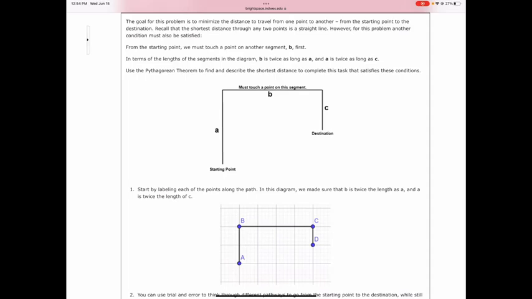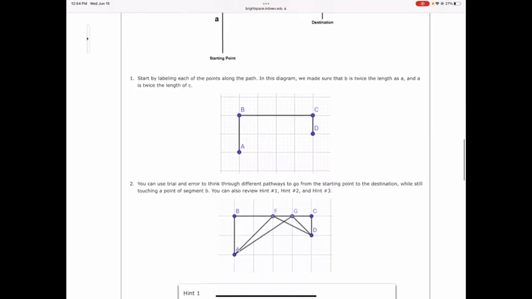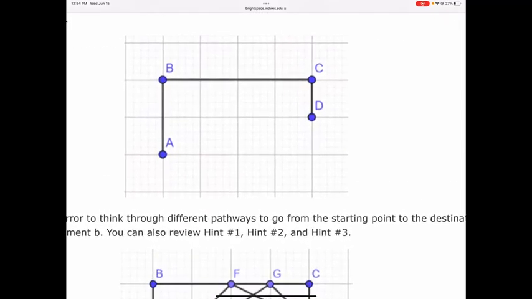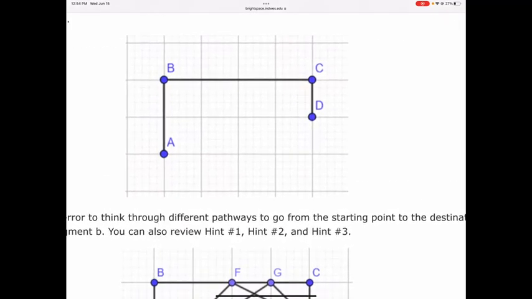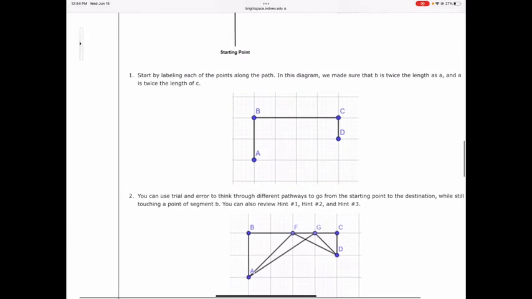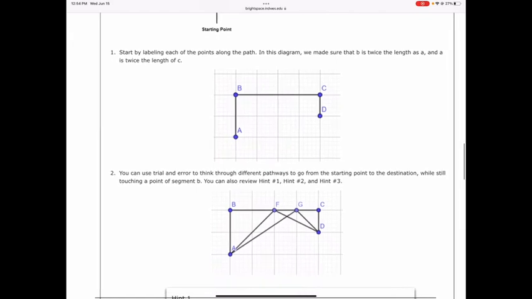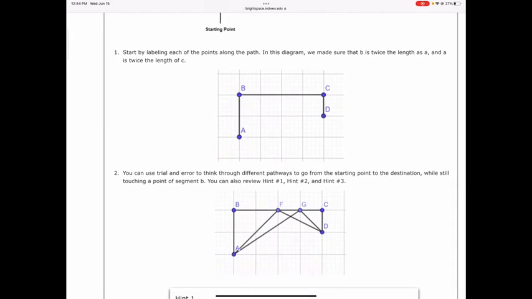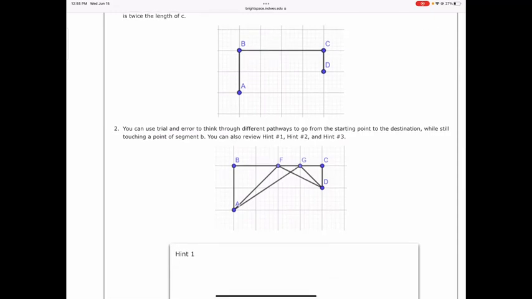where B is your longest segment and A is half the size of B and C is half the size of A. So on a grid you can see that if B is 4 units long, A is 2, and then CD is 1. What you're supposed to do is find the shortest path to go from A, crossing through BC, and then finally ending up at D. So it wants you to determine what part of BC is best to go through. It gives you some potential scenarios.